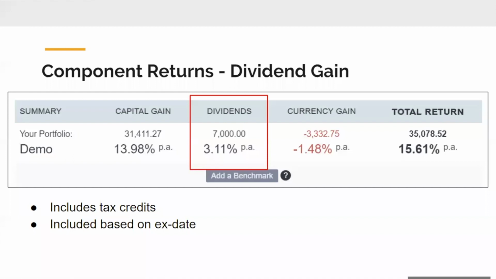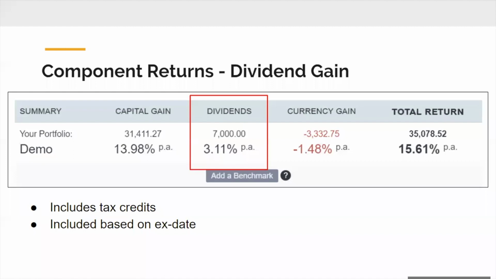Essentially, if you hold shares on or before the ex-date, you are guaranteed to receive that dividend payment. The ex-date is when the dividend is calculated. And the main reason that we do this is that you'd usually see a dip in the share price following the ex-date of the dividend.